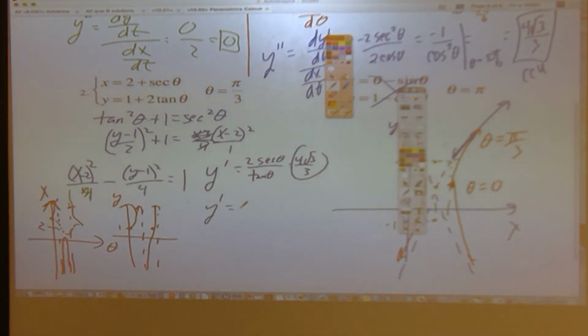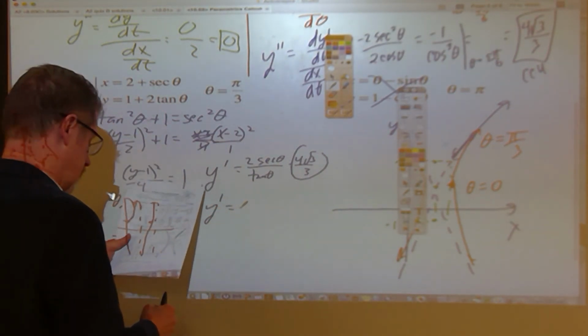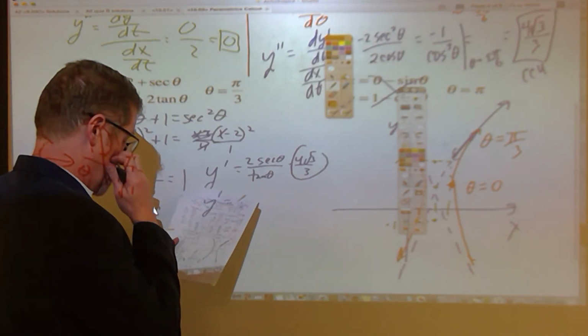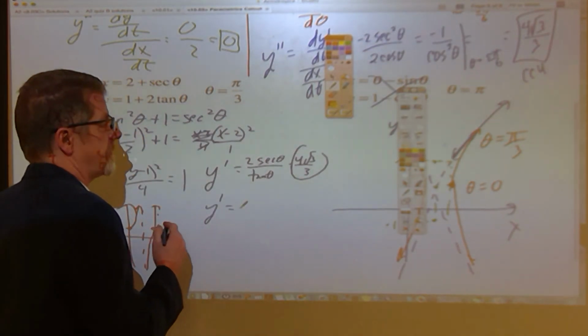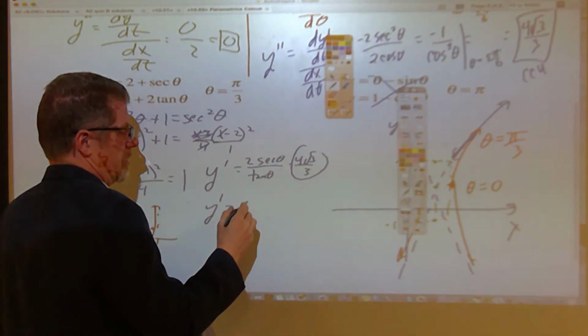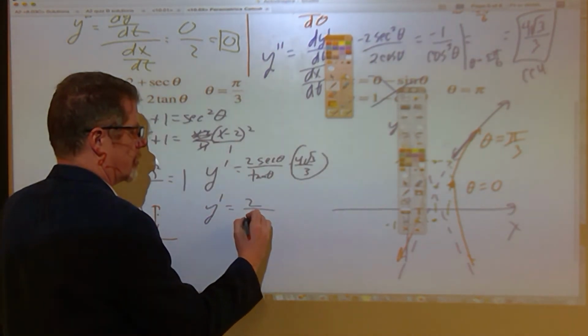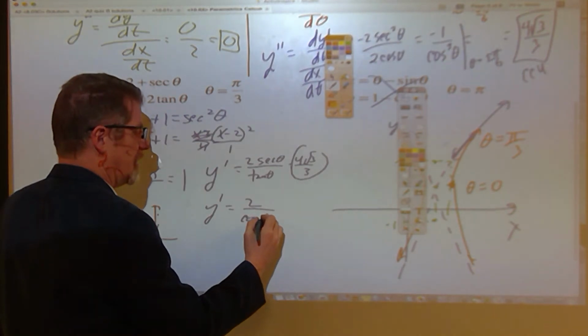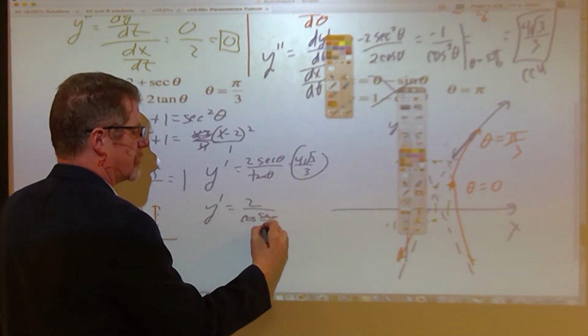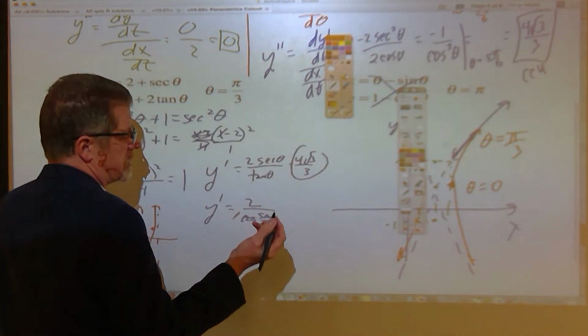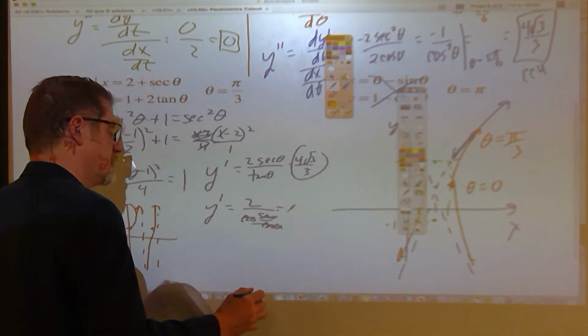is going to be, well, let's see, 1 over cosine, sine over cosine. You can actually simplify that further, because 2 secant is 2 over cosine, tangent is sine over cosine, so the cosines cancel right there, it's just 2 over sine.